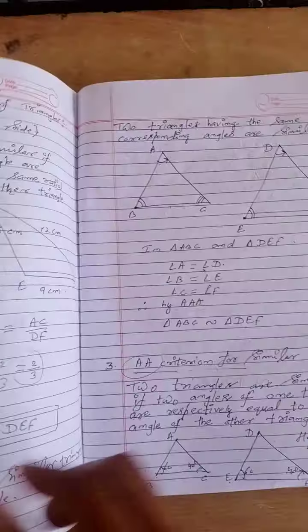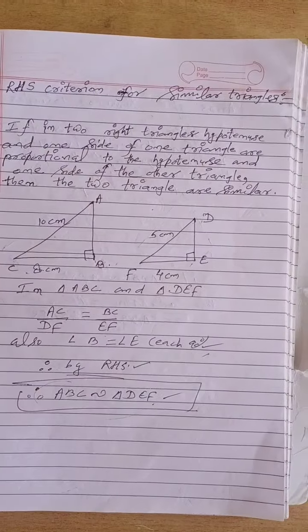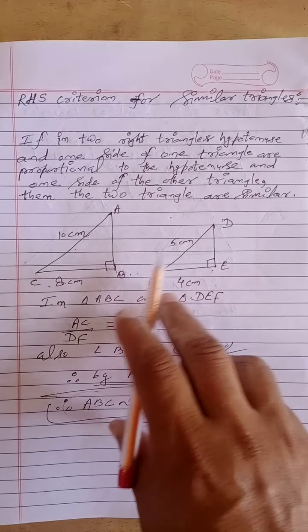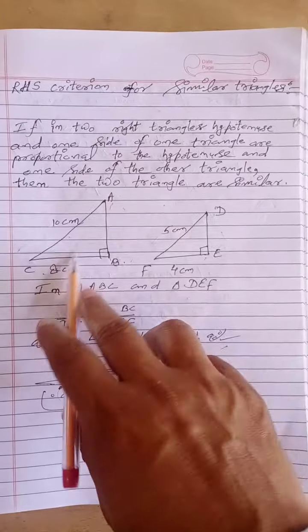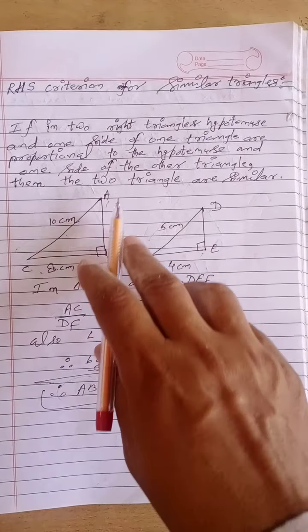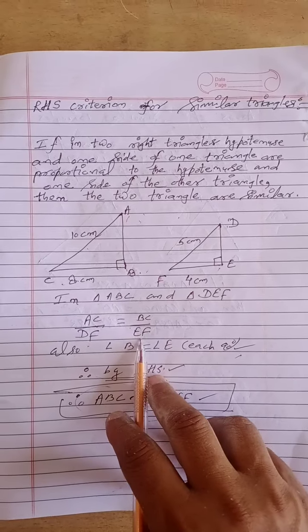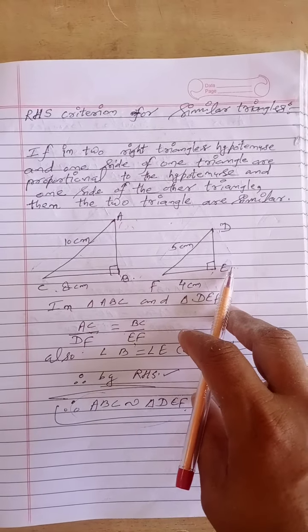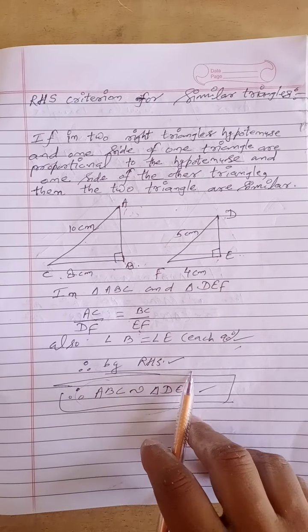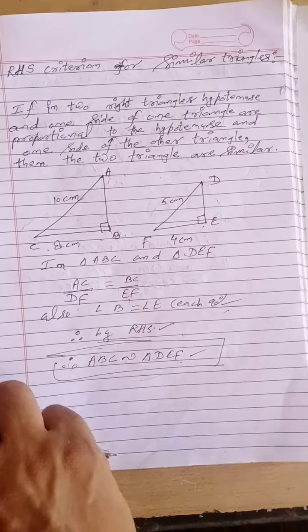Another criteria we have, all of you, is RHS. What is the RHS criteria? I have written it here. It is when in two triangles, one angle is 90 degrees and two sides, one of them should be the hypotenuse. So AC upon DF is equal to BC upon EF, and these angles are 90 each, then it will be congruent by RHS. So these are the criteria.